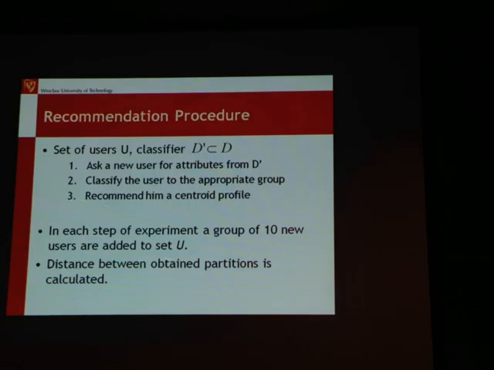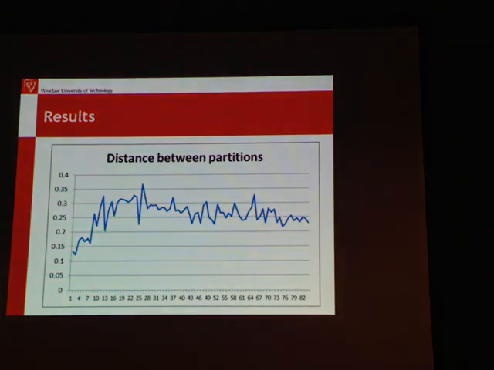In each step, because I would like to check if this idea is right: in the first step we have 10 users, we classify and cluster them, and we calculate the distance between partitions, and then we add 10 new users, and we do it many times. Our aim is to show that if we have more users, more knowledge, the distances between partitions obtained in the clustering procedure and using only this demographic data will be smaller.